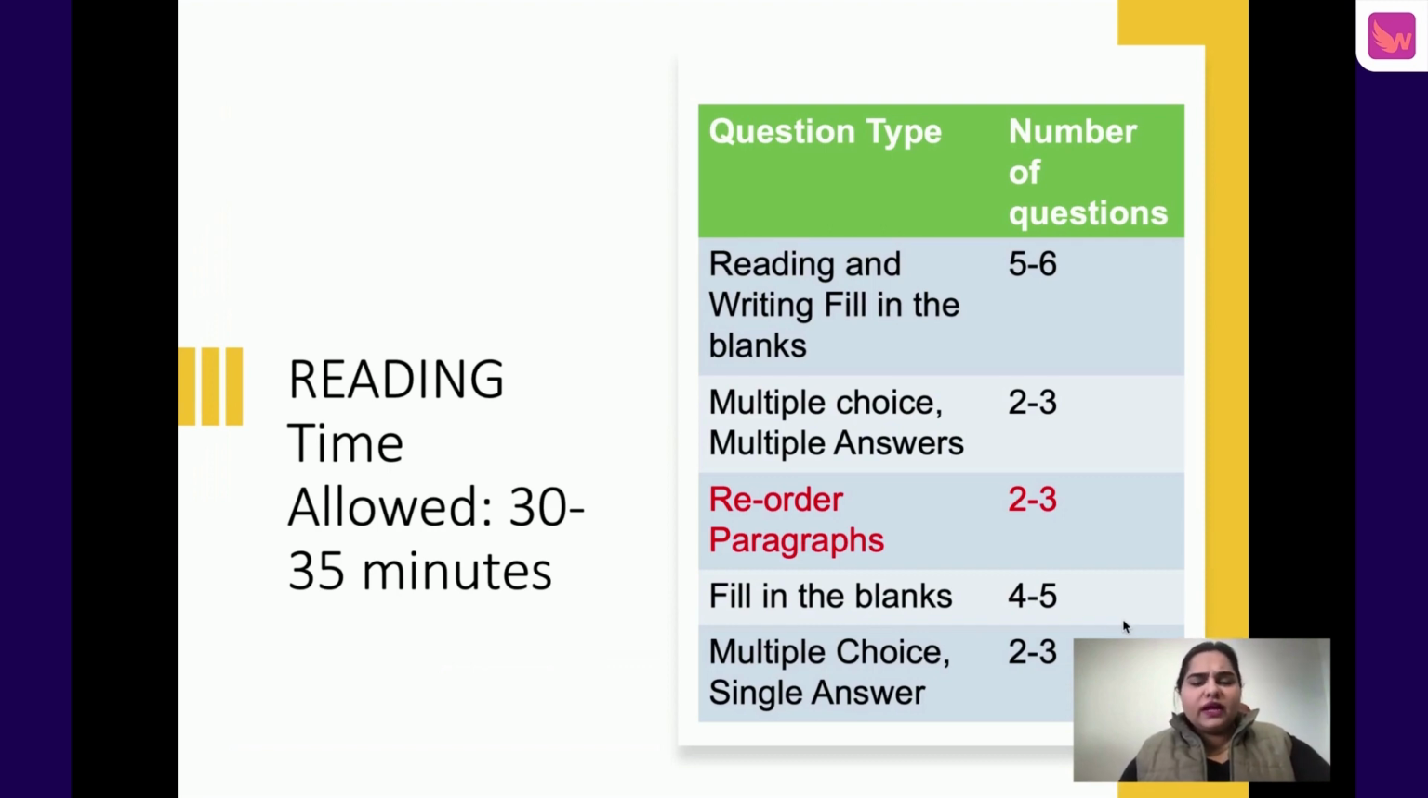Then, do we really need to know what the sequence of the questions is? Yes. Is this fixed or is it going to be a random sequence? So for reading, we don't have a fixed sequence. It will be a random sequence. You can get any question first, any question second. Whereas the number of questions is fixed. So the reorder paragraphs will be 2 to 3 in your final test.